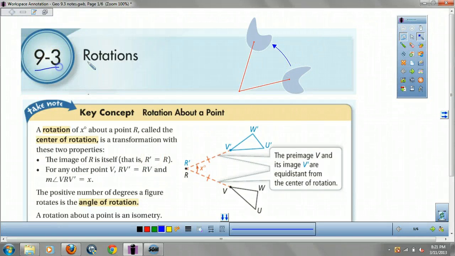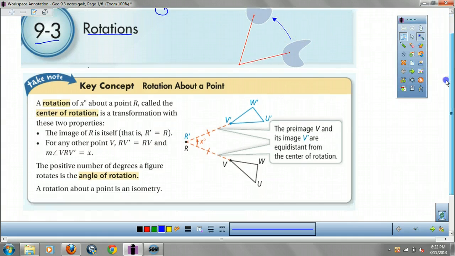Today we're looking at 9-3 rotations. You spin me around, baby, around. I'm sorry. Okay. What a rotation is.